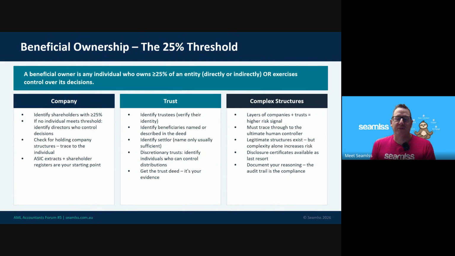That's the thing, like the complexity of some structures and the layers to these trusts and companies might indicate a higher risk. Like if you're finding it harder to figure out who has the beneficial ownership and control, it's probably going to be a little bit more work for you and the team.